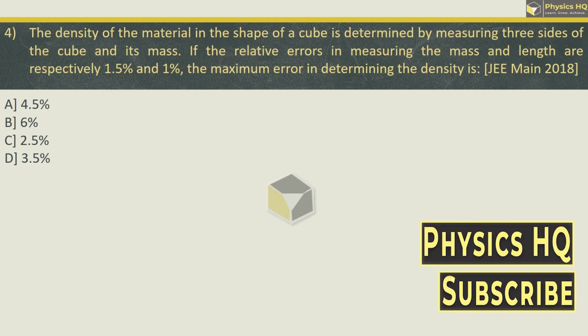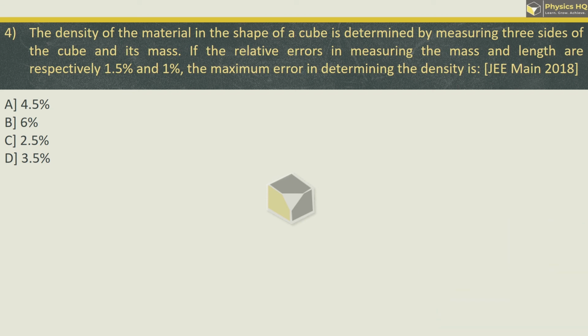The density of the material in the shape of a cube is measured by measuring the three sides of the cube and its mass. If the relative error in measuring the mass and length are respectively 1.5% and 1%, the maximum error in determining the density is how much? We know that density is nothing but mass upon volume, and यहाँ पे volume is nothing but length का cube in the case of cube over here.